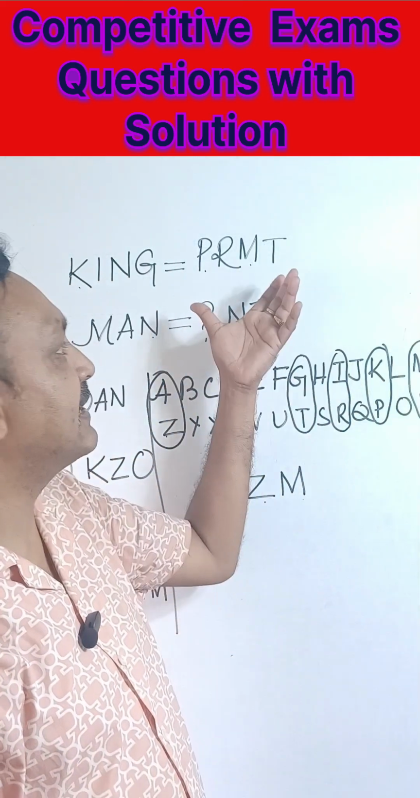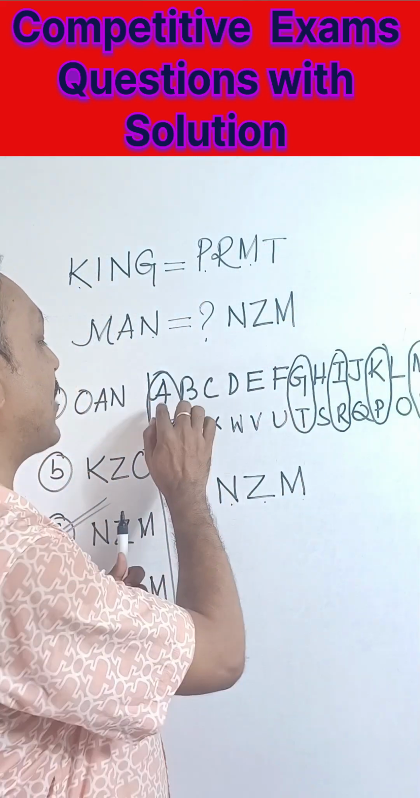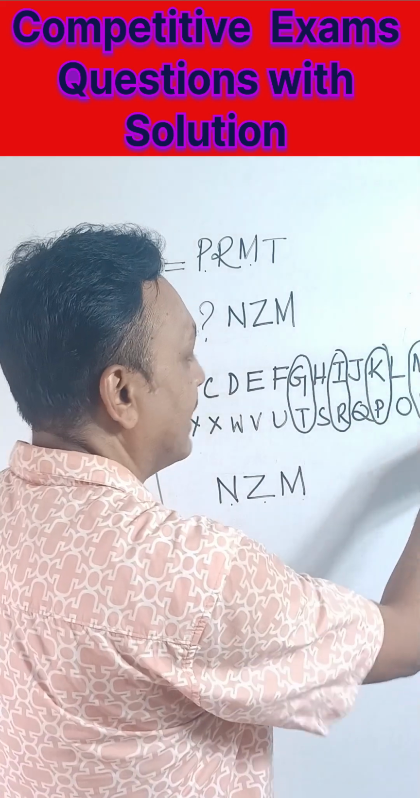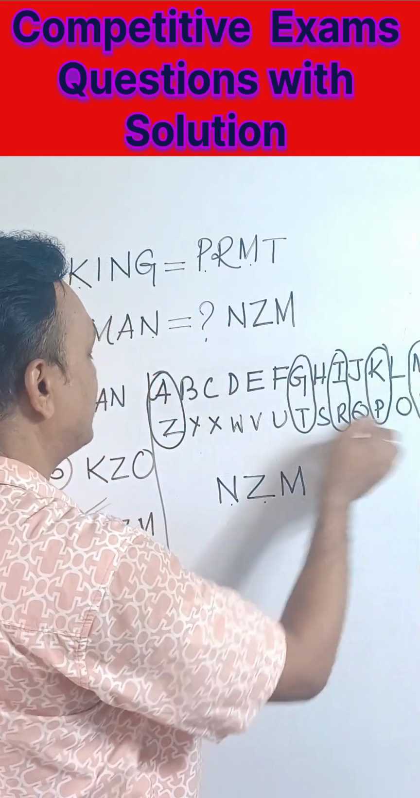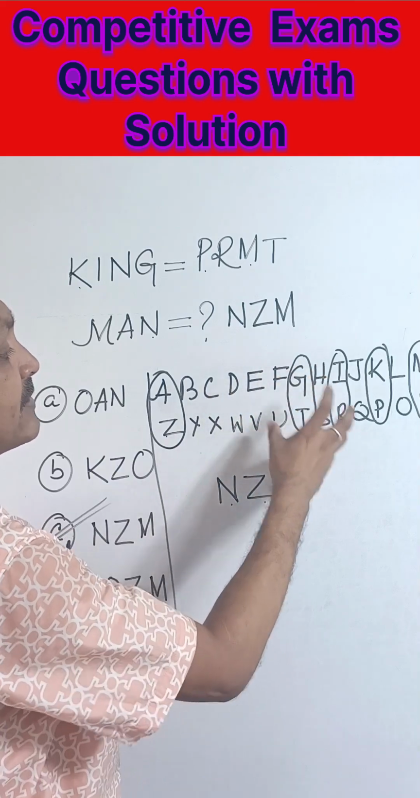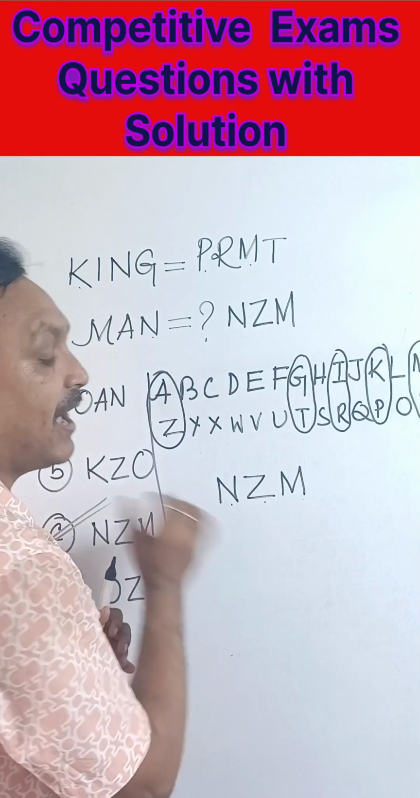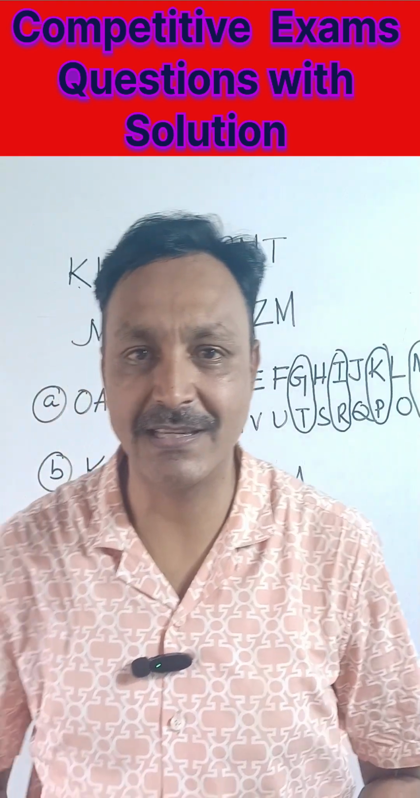If this type of question comes in the exam, you have to follow this pattern. You have to write A to M, then in reverse, downwards from here, M to Z. Then try to match, to coincide each alphabet with the other alphabet. In that way you can find the answer very easily. I hope it's clear to everyone.